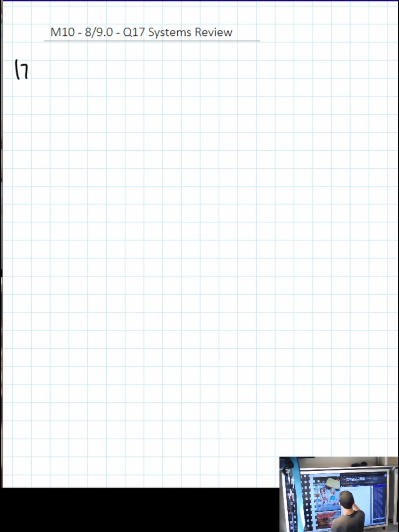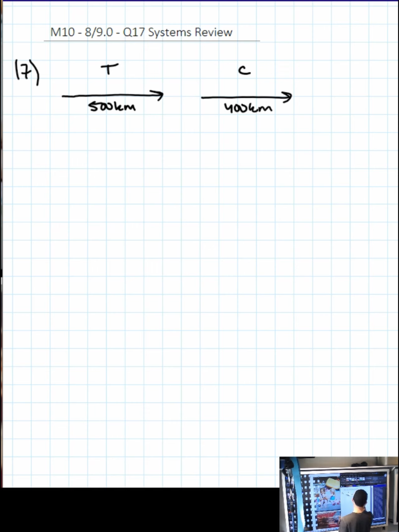Okay, number 17. A truck travels 500 kilometers in the same time a car travels 400 kilometers. Okay, so let's start off with the truck represented by T and the car represented by C. So if we draw a line, the truck goes 500 kilometers and the car goes 400 kilometers. Now it said they took the same time, so how long did it take? We don't know. Let T equal the time.